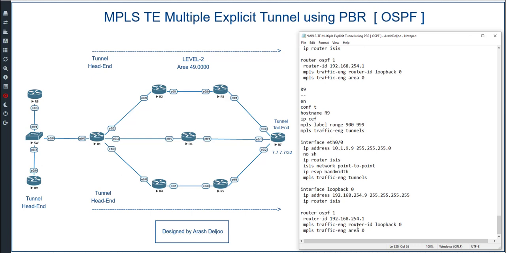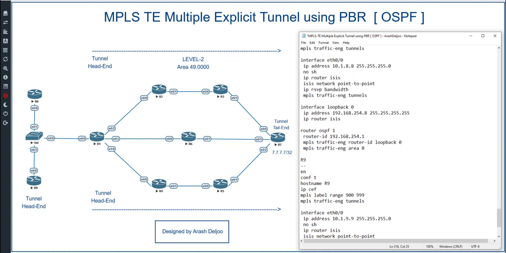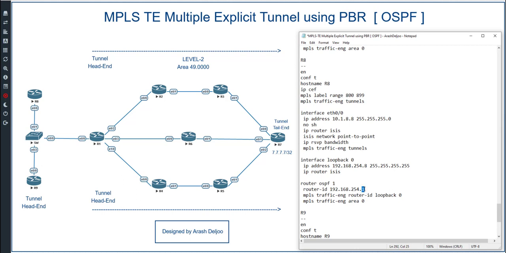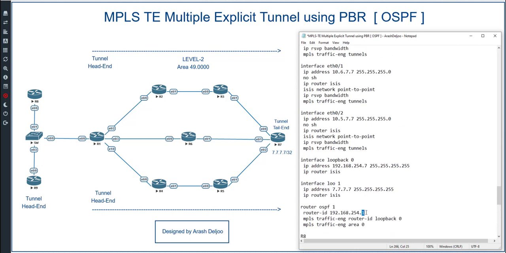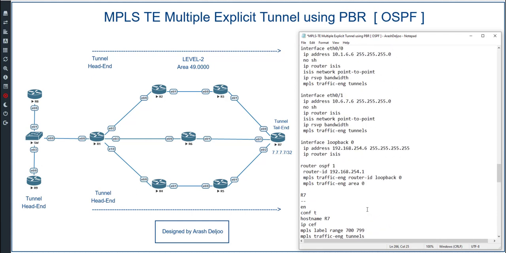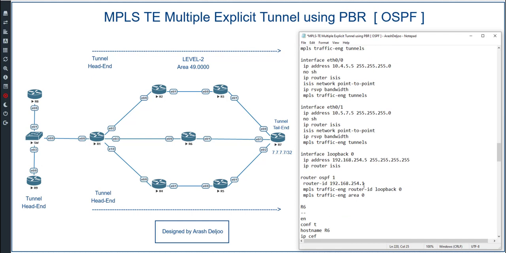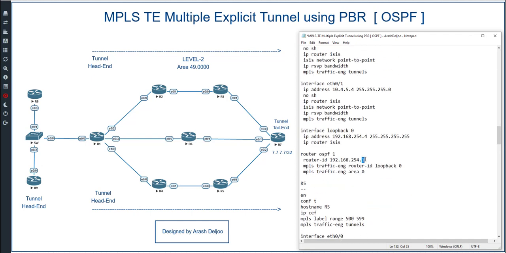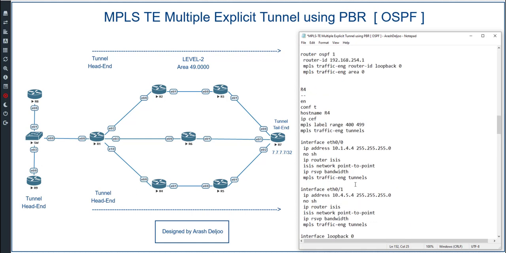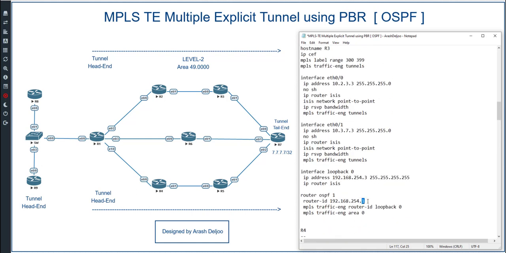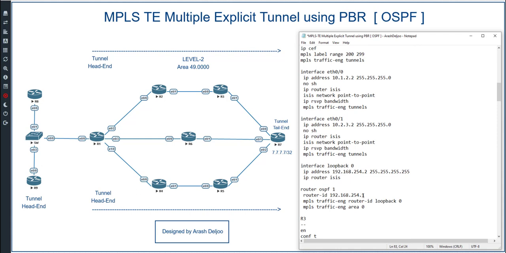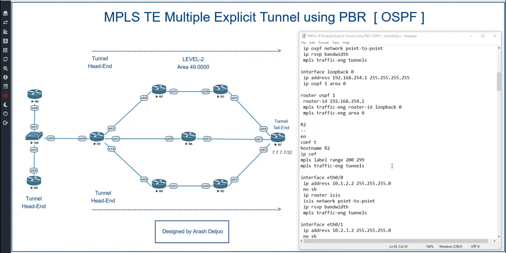In router 9, I'm going to use the router ID 192.168.254.9. In router 8, 192.168.254.8, router 7, 192.168.254.7, router 6, 192.168.254.6, and then in router 5, 192.168.254.5, for example. In router 4, 192.168.254.4, and then in router 3, 192.168.254.3, and after that in router 2, 192.168.254.2. Okay, this is the OSPF configuration.